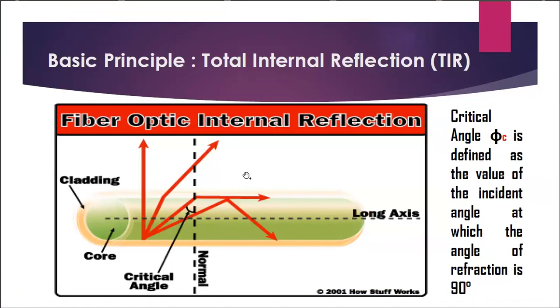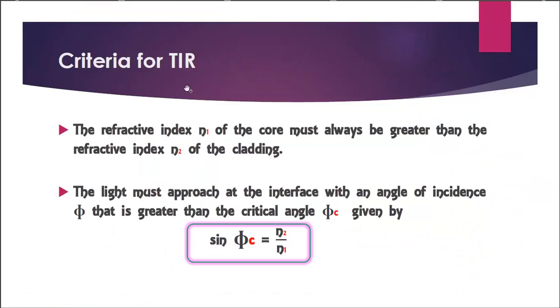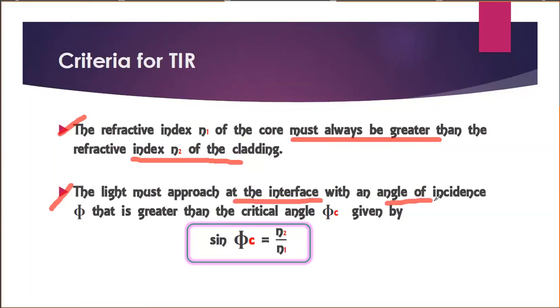Now let's come to the next criteria for TIR. These are the two criteria to fulfill. The first one, let me annotate for you people: the refractive index of the core must be greater than the refractive index of cladding, as we already discussed. The second is that the light must approach the interface with an angle of incidence phi that is greater than the critical angle. So the angle of incidence has to be always greater than the critical angle, then only the light can follow the TIR pattern.